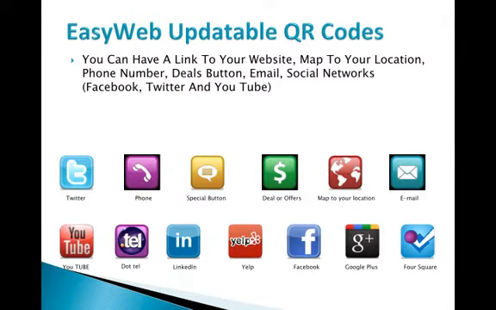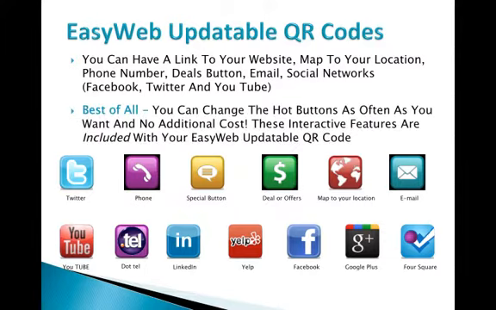The great thing about the EasyWeb updatable QR codes is that you can have a link on your mobile landing page to almost anything. Your website, your map to your location, your phone number, deals button, email, social networks, and we even have 5 customizable links as well. Plus, best of all, you can change the hot buttons as often as you want at no additional cost. These interactive features are included with your EasyWeb updatable QR code.